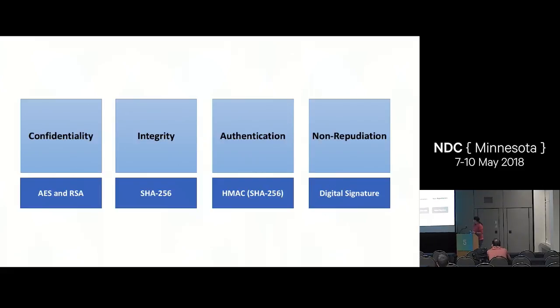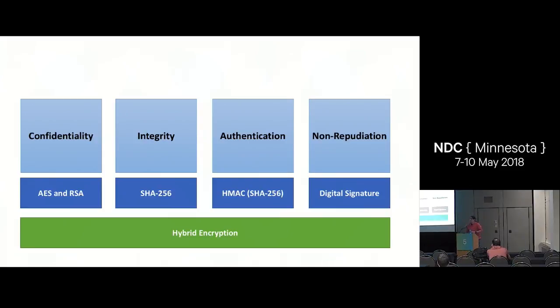That's kind of what a digital signature gives you. So in .NET, we typically use things like AES and RSA for encryption. And we've got lots of different hashing algorithms we can use, but very commonly we'll use SHA-256. For authentication, we use something called a hash message authentication code, which is effectively like a SHA-256 hash but with a key. And then we can use digital signatures. If we use all of those things together to create different protocols, that's called hybrid encryption. And we're going to look at some examples of that a little bit later.